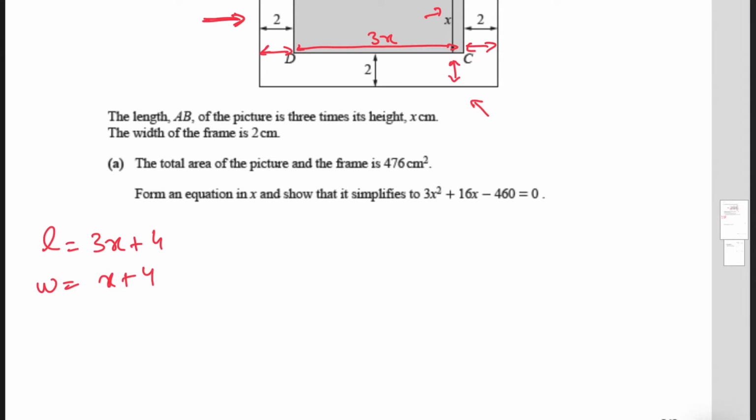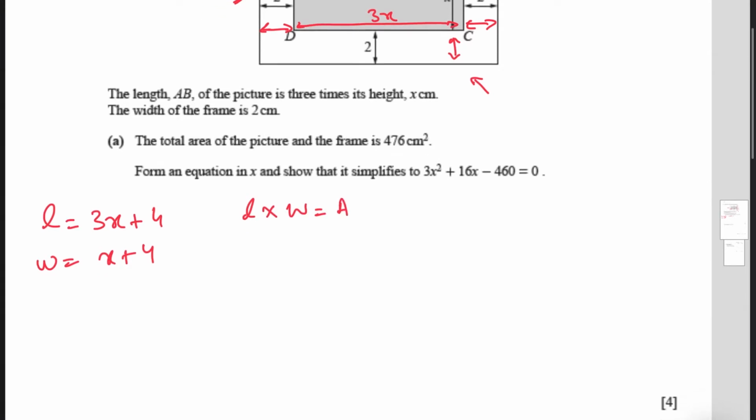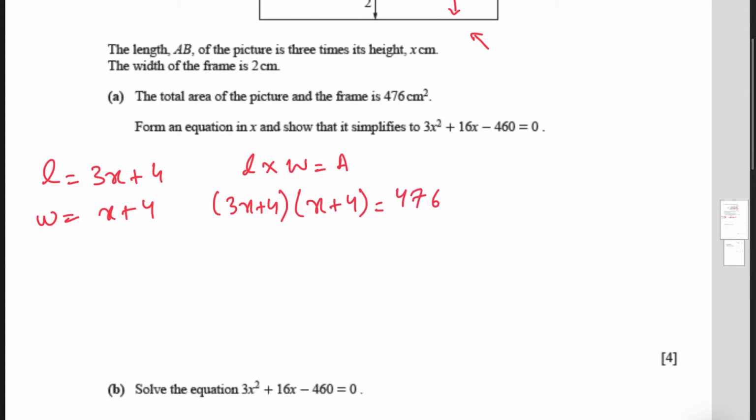Now what we have to do is, if you multiply the length and the width of this shape, you will get the area. So the length of the shape in the form of x is 3x plus 4 and the width of the shape is x plus 4. When you multiply them, you should be getting 476. So let's open this up. 3x times x is 3x squared plus 3x times 4 is 12x plus 4 times x is 4x plus 4 times 4 is 16 equal to 476.